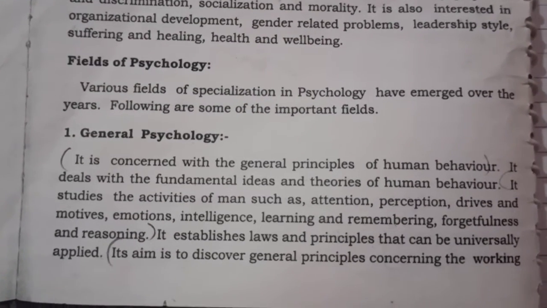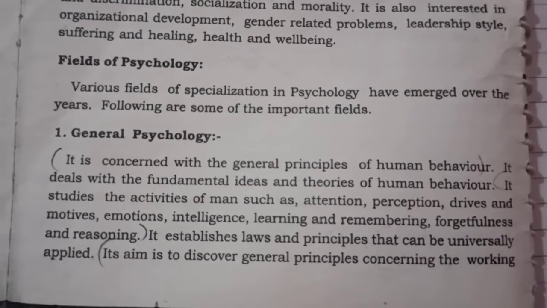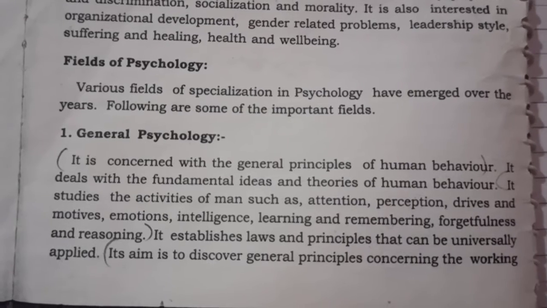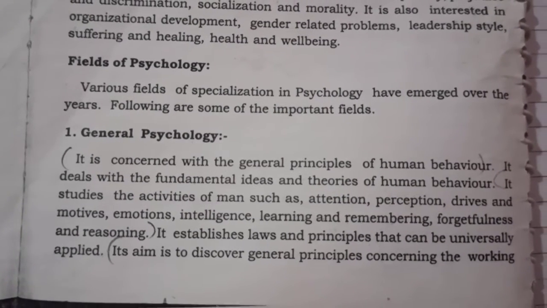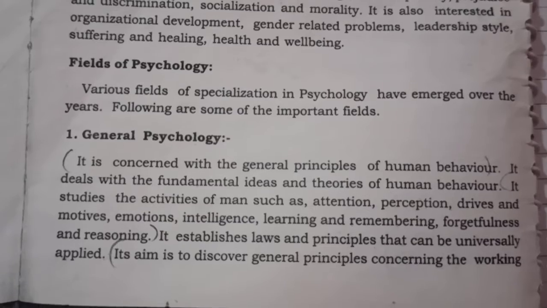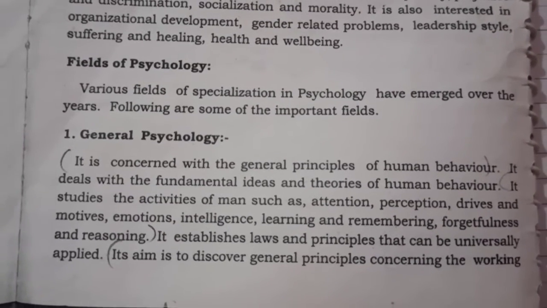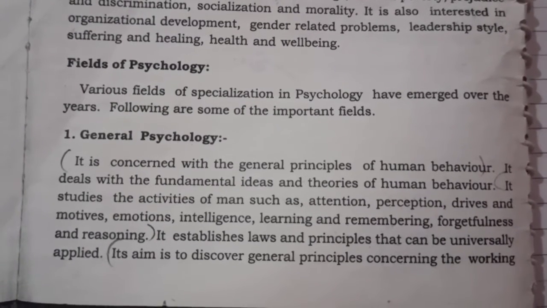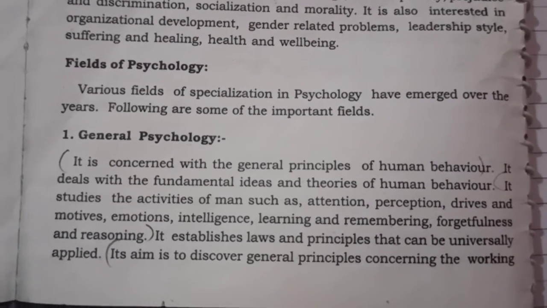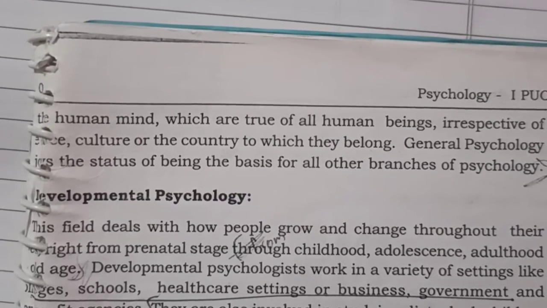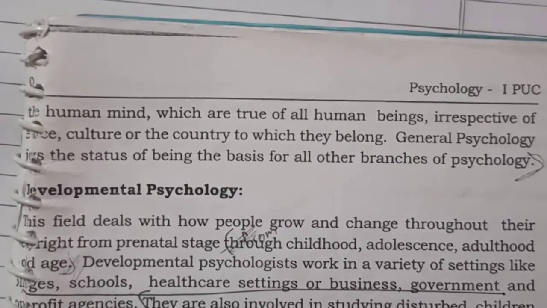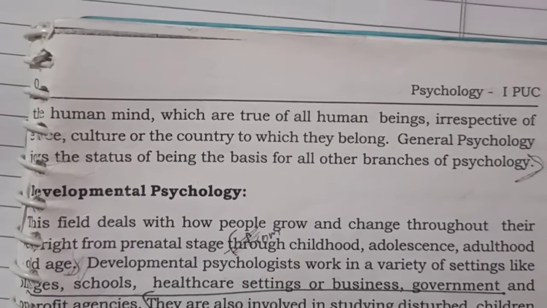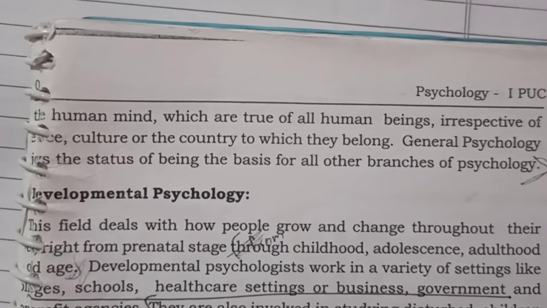It establishes laws and principles that can be universally applied. So general psychology is where it applies the laws and principles. I mean, it has the ideas or thoughts which are applied universally. Its aim is to discover general principles concerning the human mind, which are true of all human beings irrespective of race, culture, or the country to which they belong.